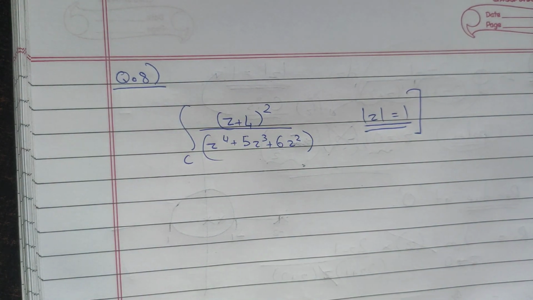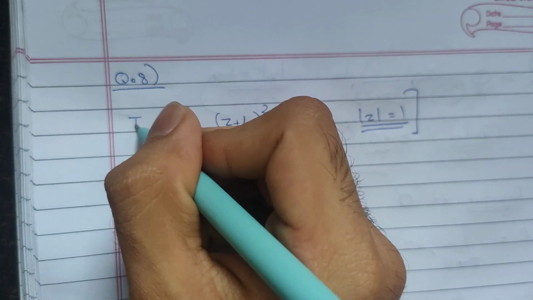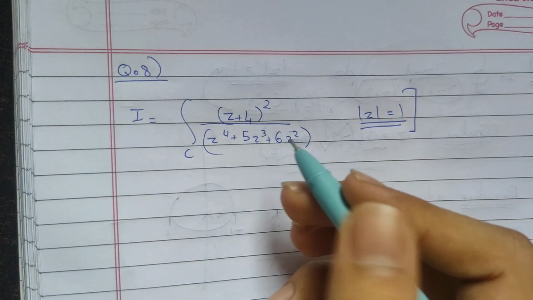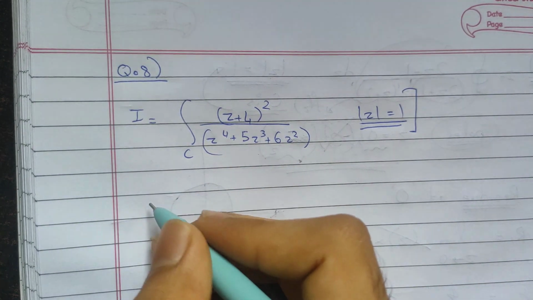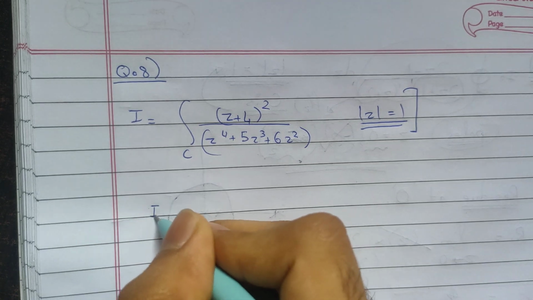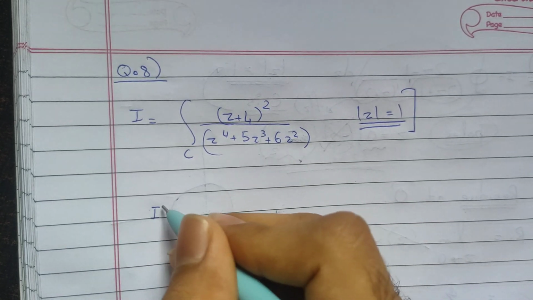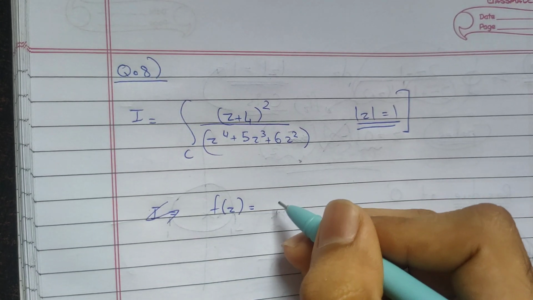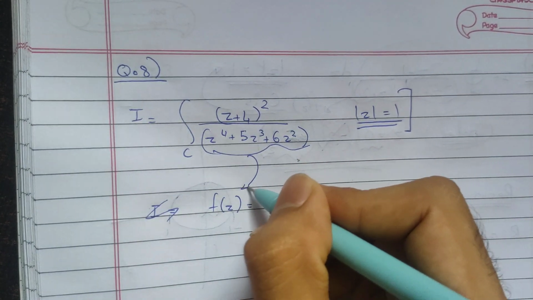Mic check. So now we are basically told to evaluate this integral with the help of the Cauchy residue theorem. The first step, as usual, is to factor the denominator. So we get this function, and we can write it as the function f(z).